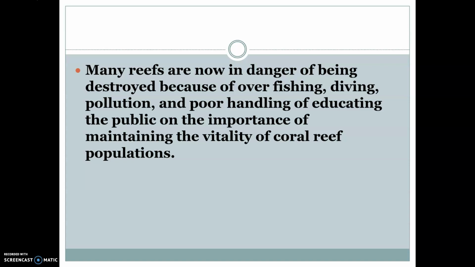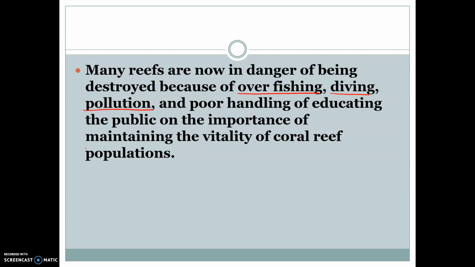Many reefs are actually in danger of being destroyed because of a few different things. Overfishing is one. Diving, so people who are scuba diving or snorkeling in those areas, can be bad. Pollution is going to be a big one. If there's a lot of pollution in the area, the coral is not going to be able to grow, and that's going to cause the reef to die. The last one is poor handling of education in public. It's really important to educate people about these ecosystems, because sometimes they think, oh, coral's really hard, you can get injured from it. But it's actually very fragile. So these different education tools are going to be really important for maintaining the populations in the coral reefs.